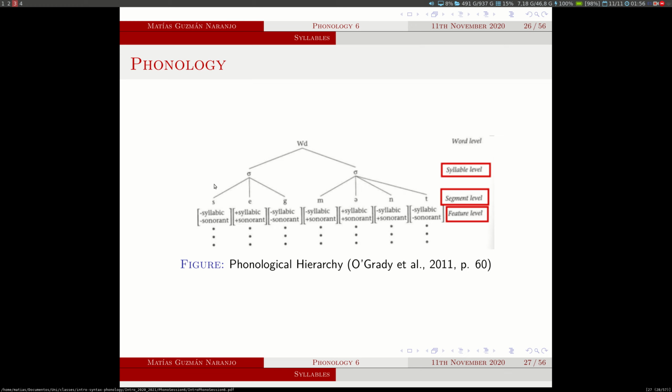So now we'll talk a little bit about the word structure and syllable structure. We usually represent, I think I had already shown you this graphic, where you see that we have the word level, and then we have the syllabic level, and then the individual phonemes.